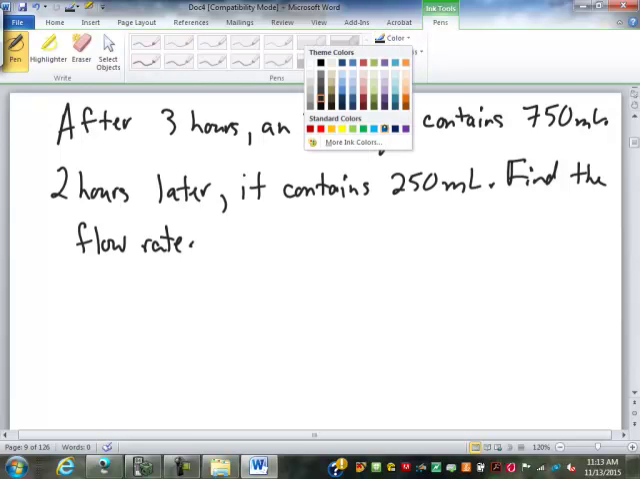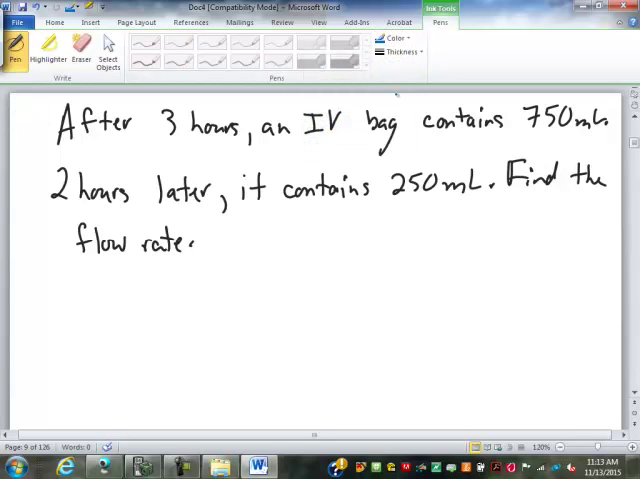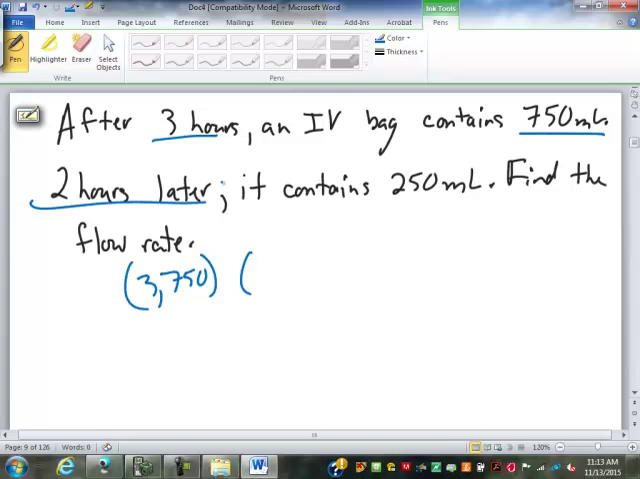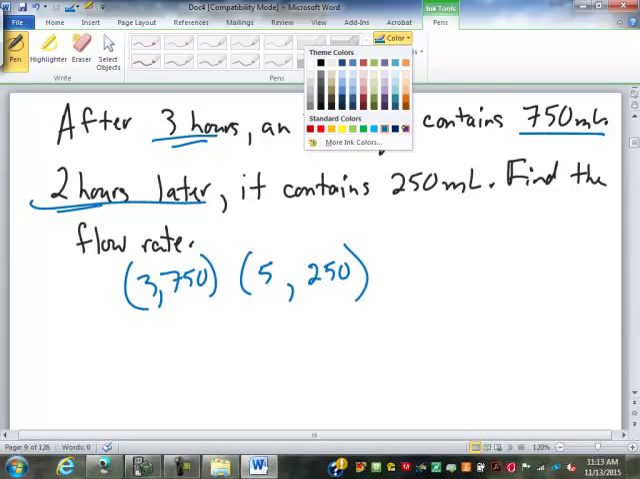The flow rate is nothing more than a slope. So there's two ways we could look at this. We could just take the words right out of the problem, or we could turn them into coordinates. Now, since I'm the math geek, I'm going to do it as mathematically as possible. I'm going to turn them into coordinates, right? So 3 hours into it, 750 milliliters. 2 hours later, that's not going to be 2, it's going to be 5. 3 hours plus 2 more hours is 5 hours. So 250 milliliters.